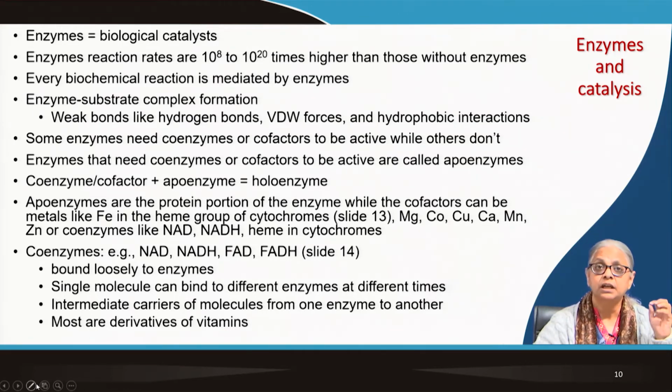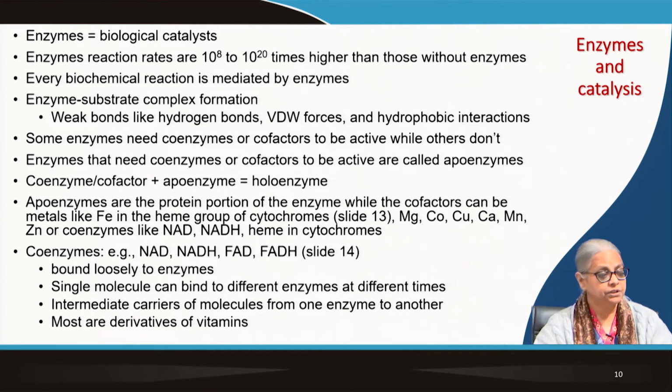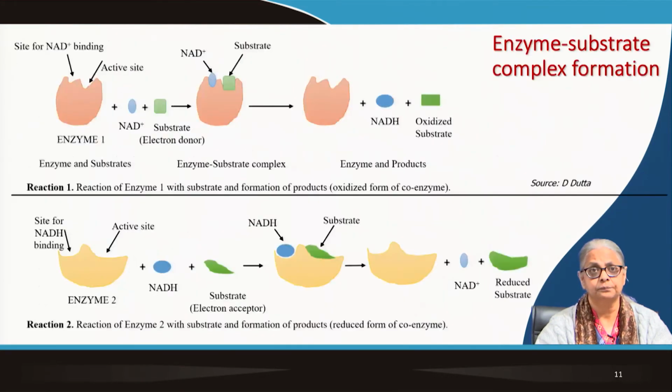They are intermediate molecules. They are carriers of molecules from one enzyme to another. They are very crucial in the respiration process, because the electron transport chain is basically based on these carriers or coenzymes, and they are the ones that transfer protons and electrons. And when we go through the entire course, you'll be able to understand how crucial their role is. They are almost all derivatives of vitamins.